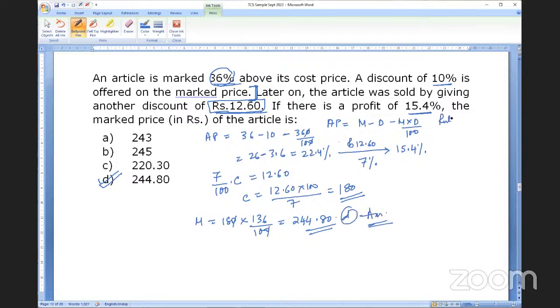We used rule 3 to quickly find the actual profit when markup and discounts are given in percentages. And then we used a bit of logic to solve this. The marked price is 244.80. Let's move on.